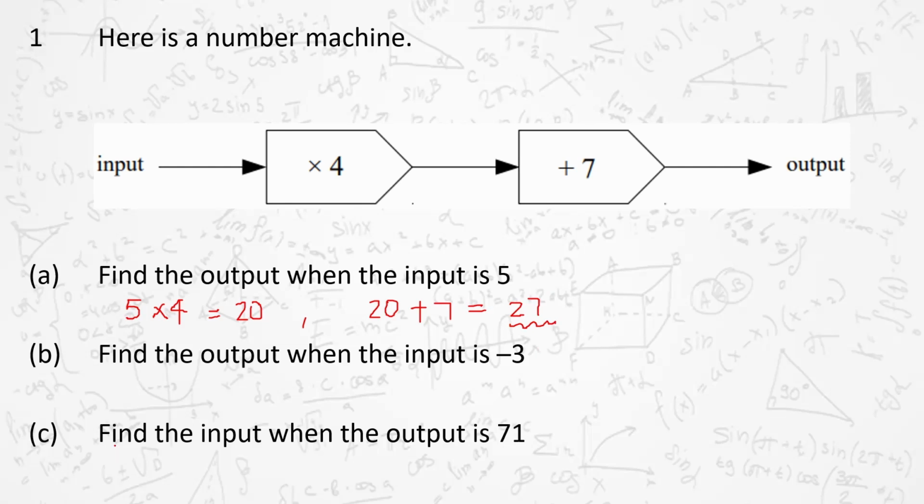Part B. Find the output when the input is minus 3. So again, input was given, which is minus 3. First step, times by 4, gives us negative 12. Next step, plus 7. So minus 12 plus 7 equals minus 5.